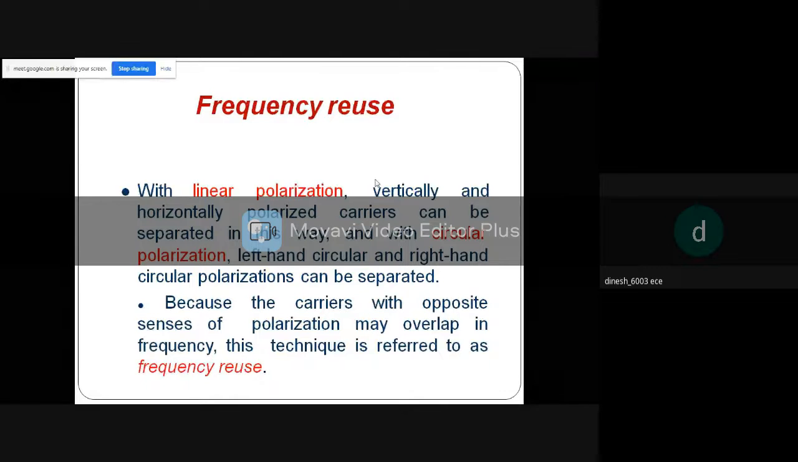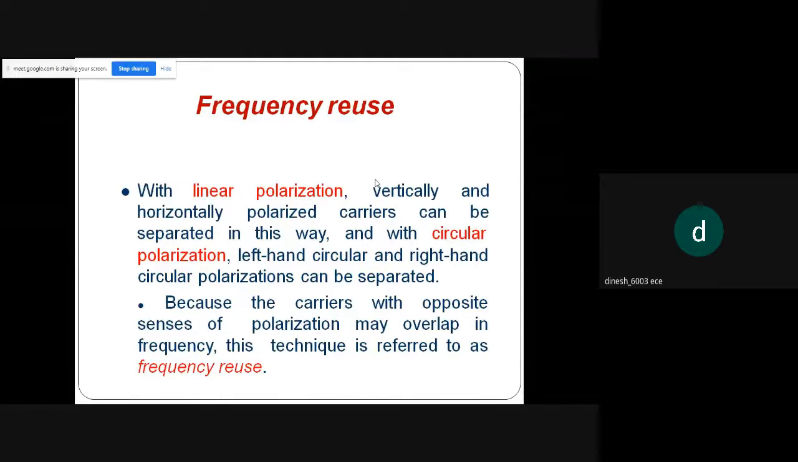Because the carriers with opposite sense of polarization may overlap in frequency, this technique we call frequency reuse in satellites.